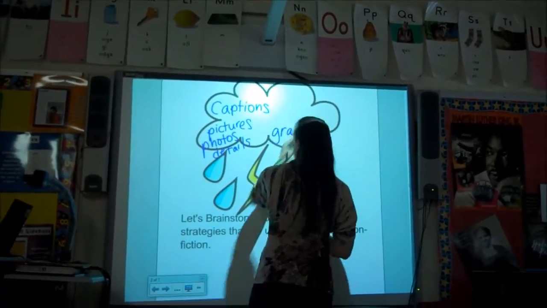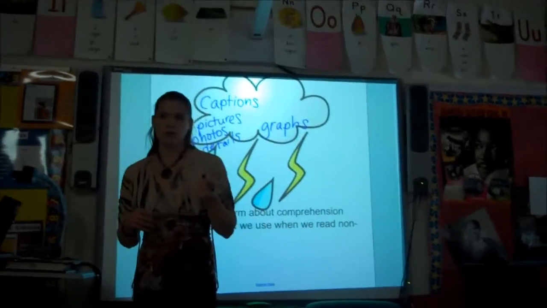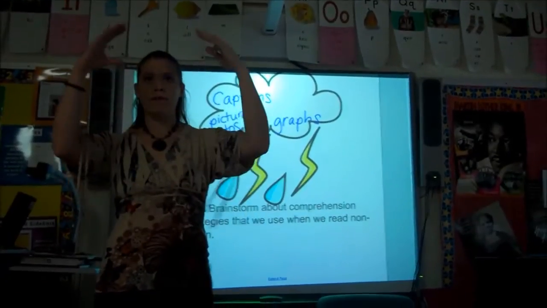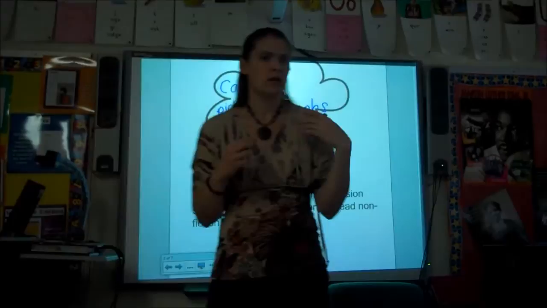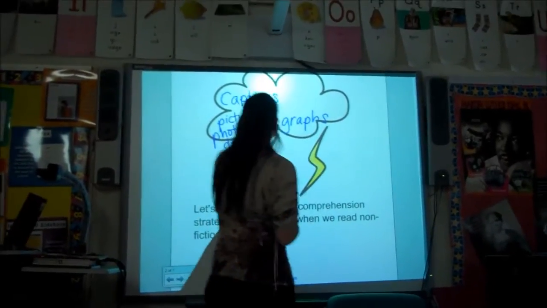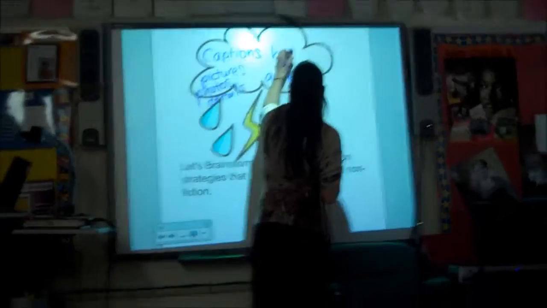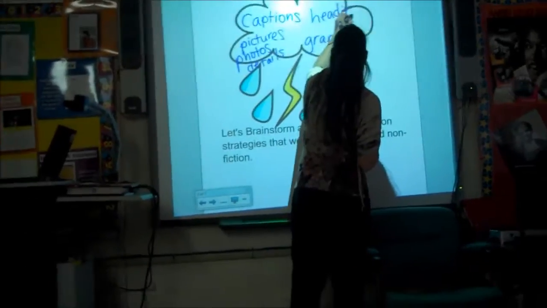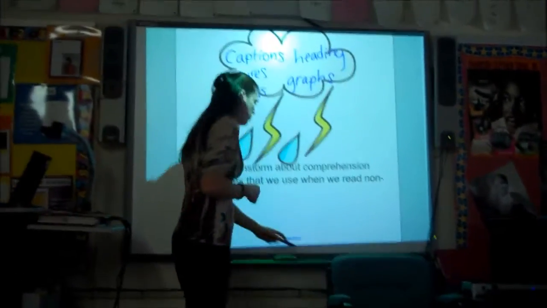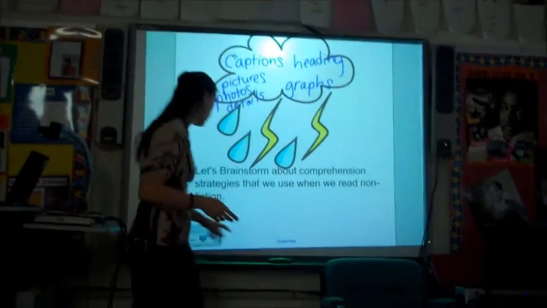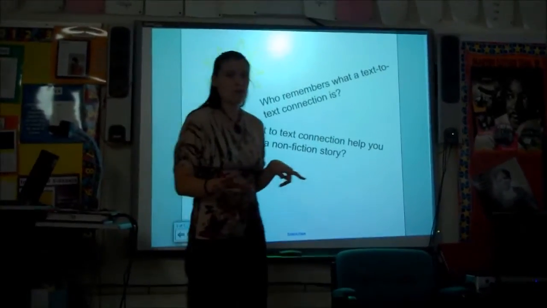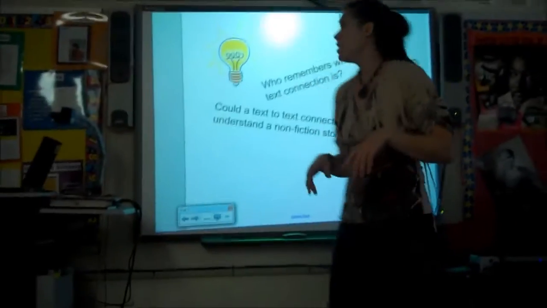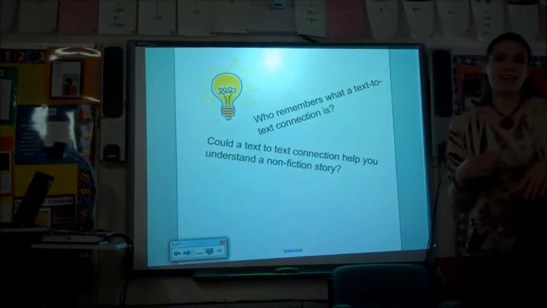Let's think of how the words are organized in nonfiction too. Okay? Think at the top of a page if you're going to start reading about a new topic. Dylan? Headings. Headings can help you. Good. These are all strategies that we've talked about before for nonfiction text. Now, I want to talk to you about another strategy we've used, but not so much with nonfiction. We've used it mostly with fiction stories. So I want to talk about text-to-text connections.